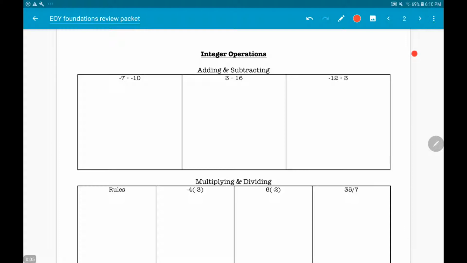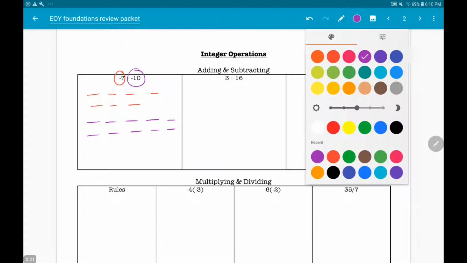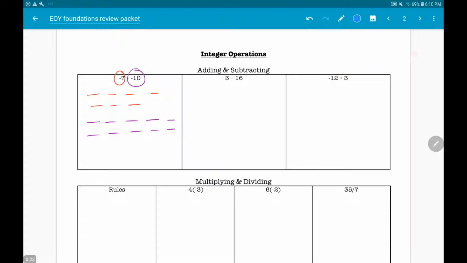This is integer operations. So we have two numbers here. I have -7. So 1, 2, 3, 4, 5, 6, 7. And -10. Are there any opposites to cancel? No. So I just add them all up. And we have -17.